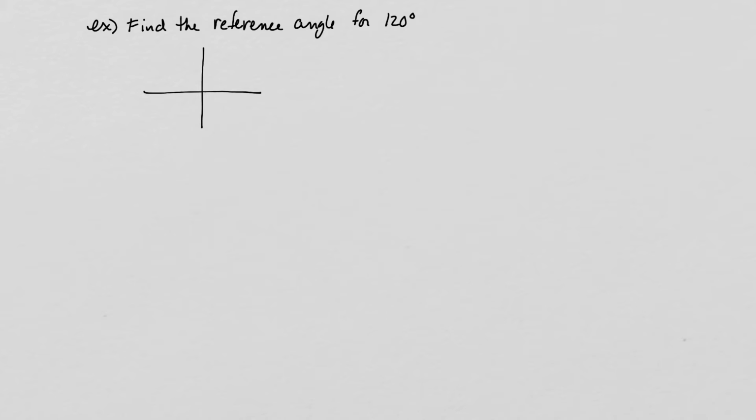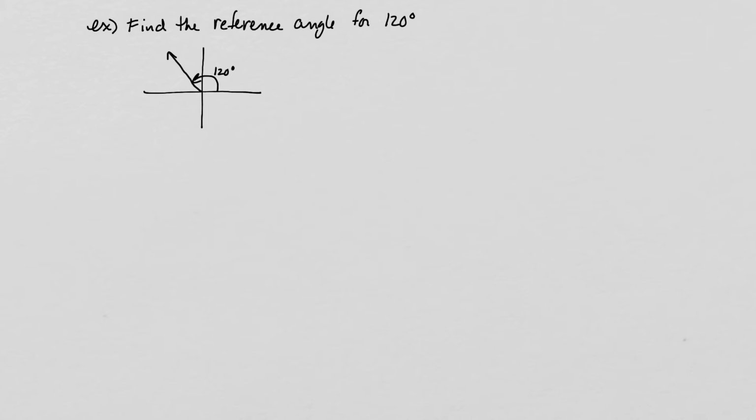So let's do some examples here. For example, find the reference angle for 120 degrees. I always think it's easiest to draw these. So 120 degrees, remember each quadrant is 90 degrees here. This is 90 degrees, 90, 90, 90. So 120 degrees would be in this quadrant here someplace. From here to here, we have 120 degrees.